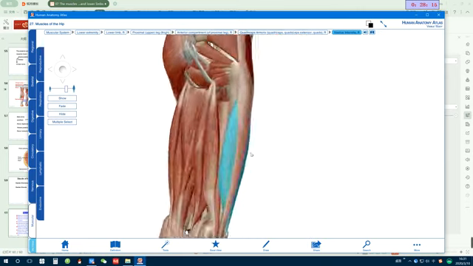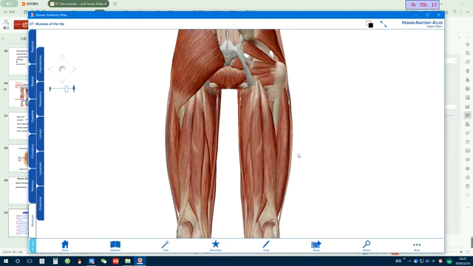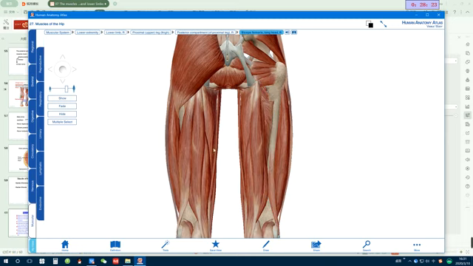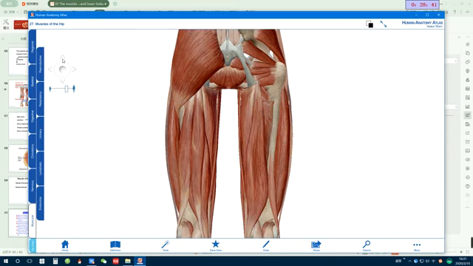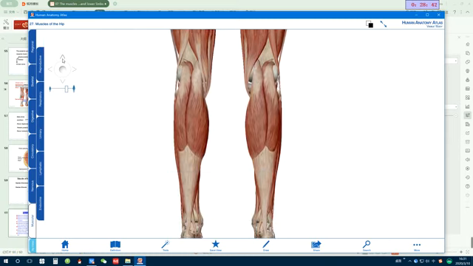Now let's see the back. This one, biceps femoris, is the long head. Now I hide it, and it is the short head. And on the medial side, the superficial layer is semitendinosus. Now I hide it. You can see under it is semimembranosus. Okay.